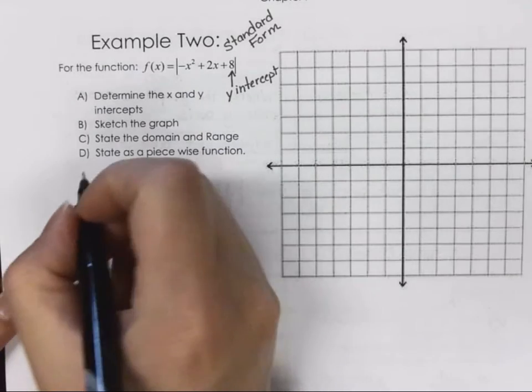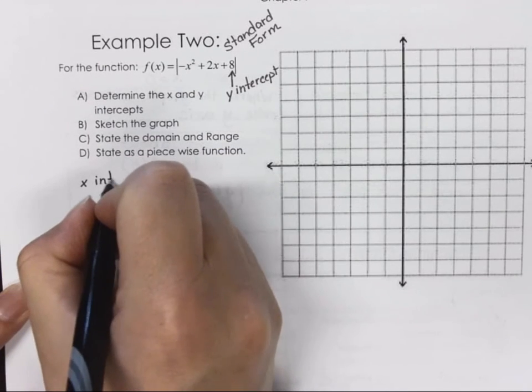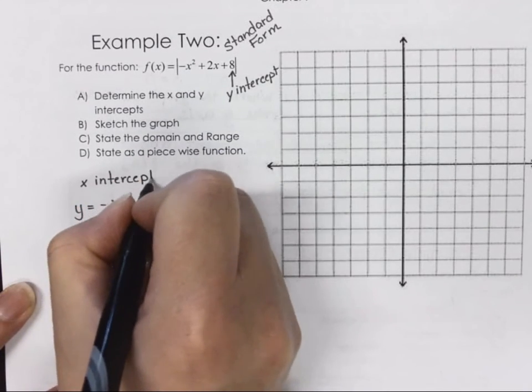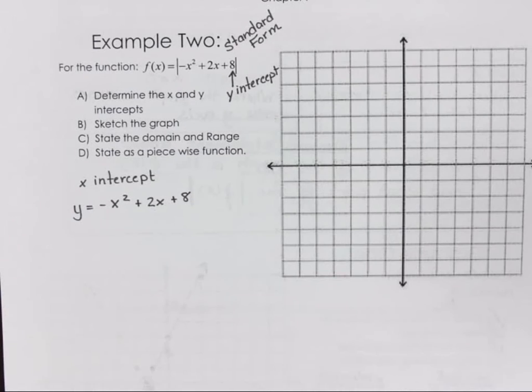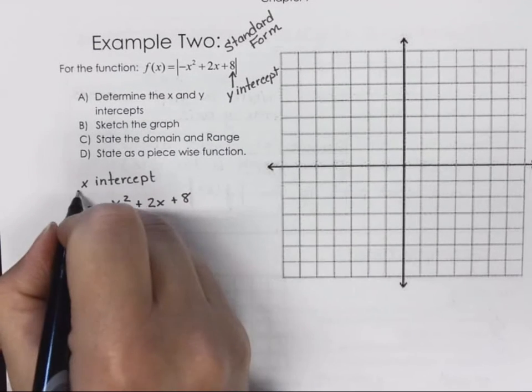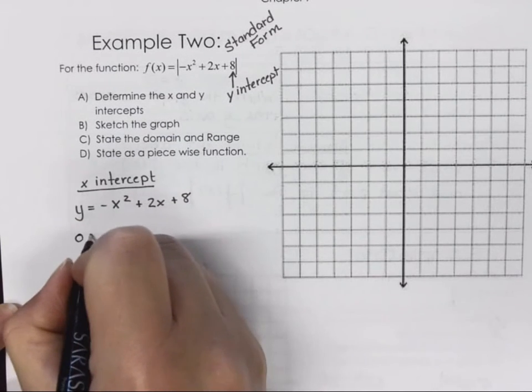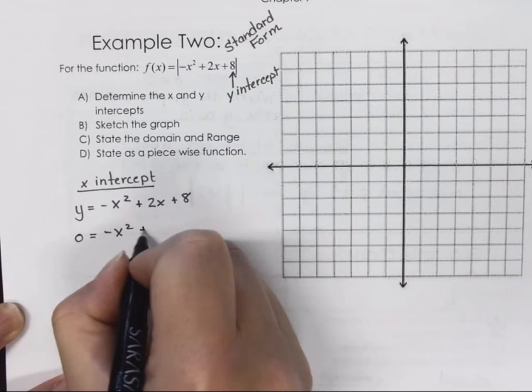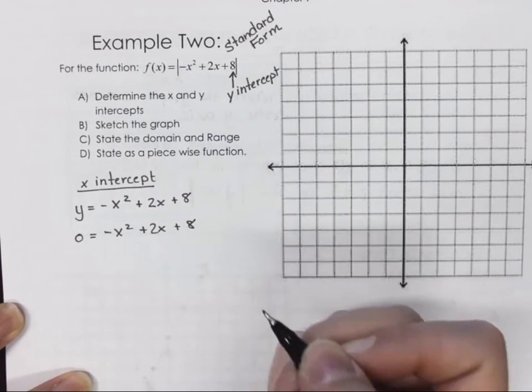How can we not see the y-intercept on a vertex form though? Isn't it like the value of that n? No, that's the y-coordinate of your vertex. Oh, that's the vertex, right? So it's something totally different than your y-intercept. Okay, so if I'm finding my x-intercept, I'm going to go 0 equals negative x squared plus 2x plus 8.